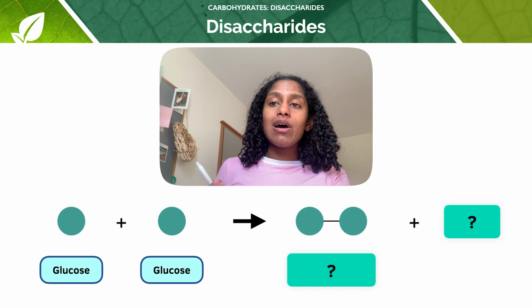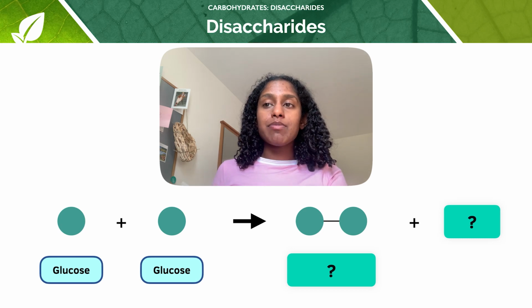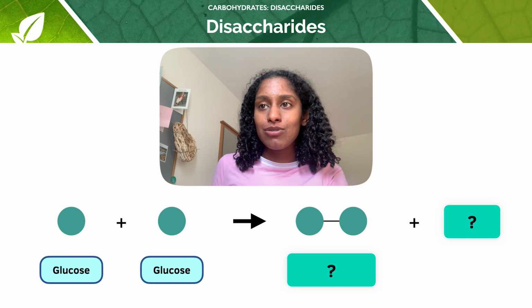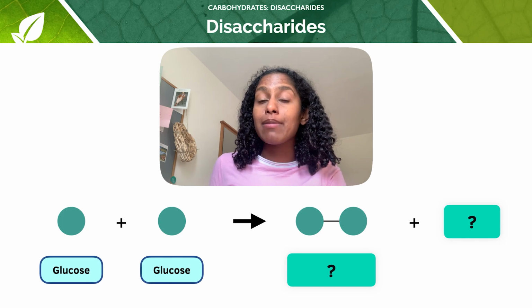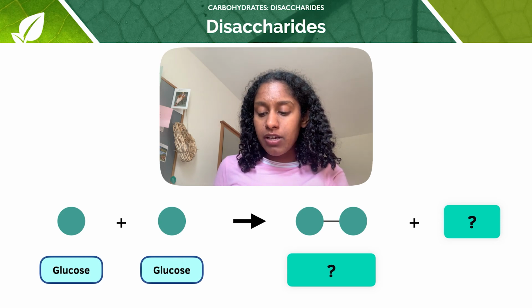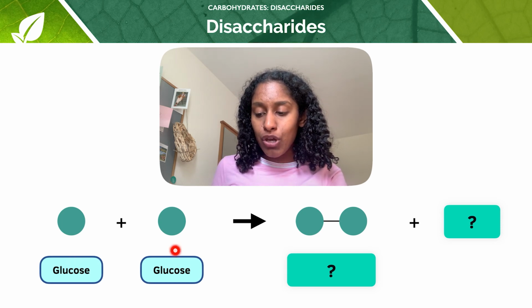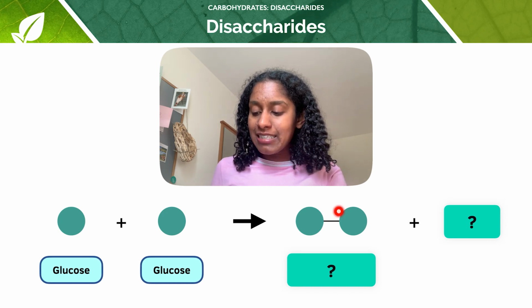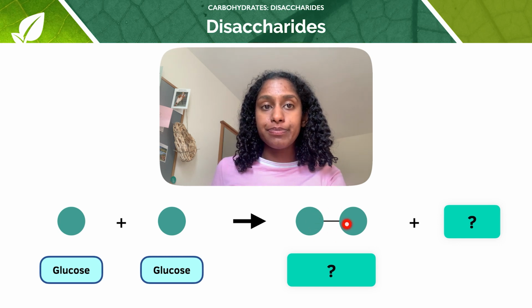disaccharides. Now, as I said on the previous slide, disaccharides are produced via condensation reactions. Now, this is something we covered in a previous tutorial, so if you haven't watched that yet, then perhaps go back to watch that. So our two monosaccharides here, glucose and glucose, monomer 1, monomer 2, are joined together in a condensation reaction. This is a glycosidic bond here between our two monosaccharides.